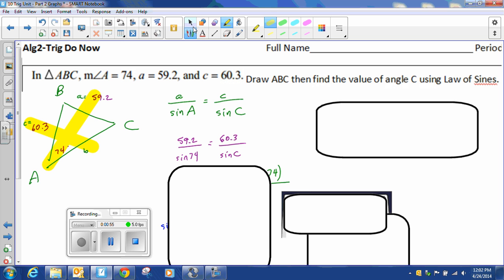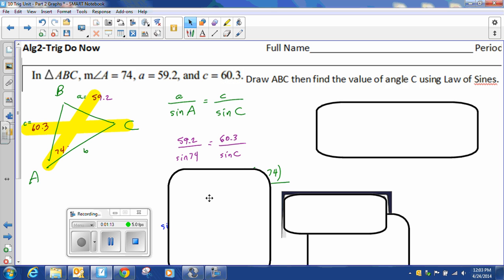Sorry, I kind of messed it up. Let me just do that one again. More like that. There we go. So we know that it's the side opposite the angle, sine of that angle equals the side opposite over the sine of the angle. And this is how we get this.